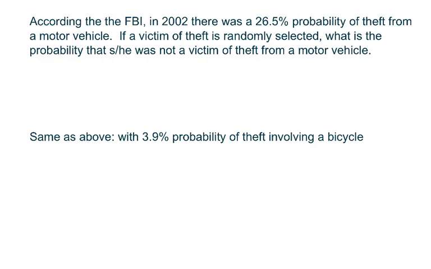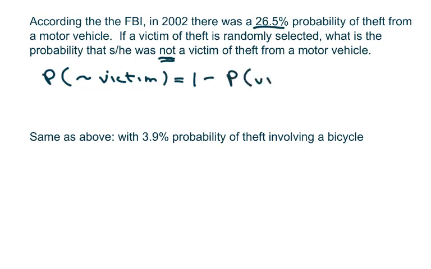Hello, everyone. According to the FBI, in 2002, there was a 26.5% probability of theft from a motor vehicle. If a victim of theft is randomly selected, what is the probability that she was not a victim of theft from a motor vehicle? So we're doing the probability of not a victim. And when you're using not, we're just going to do 1 minus the probability of the victim.